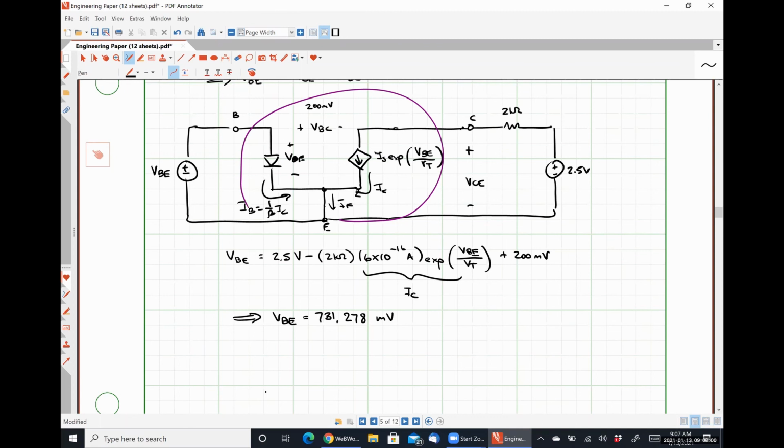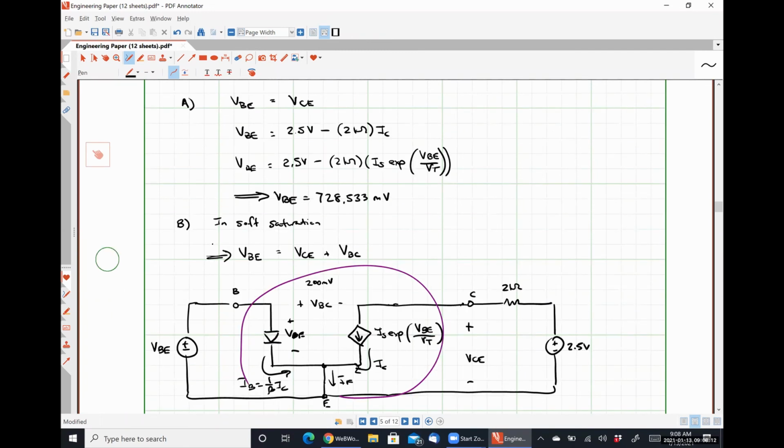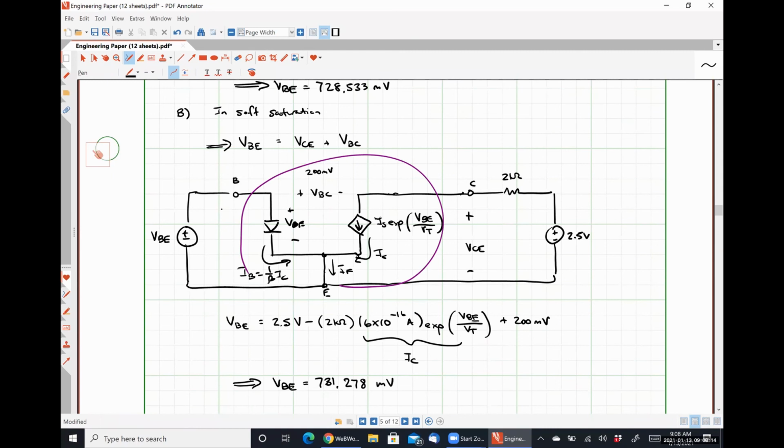All right, so any question with regards to that problem or any of the analysis that we did there? Didn't use the large signal model on the first bit there because it was fairly straightforward. Used it to specify the relationship VBE is equal to VCE plus VBC, which allowed us to actually calculate through there.